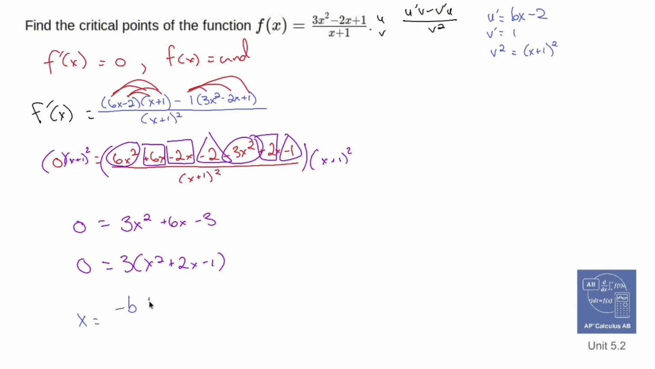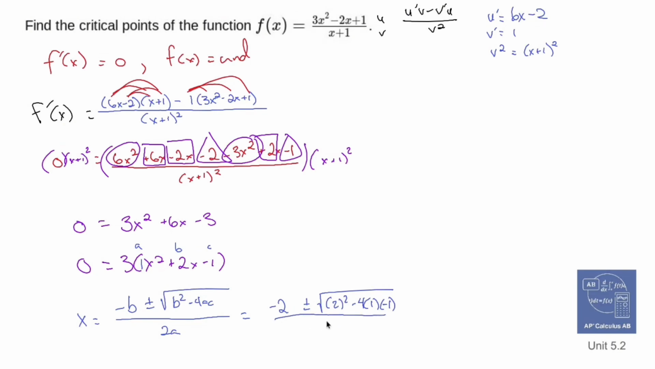x equals negative b plus or minus the square root of b squared minus 4ac all over 2a. A is 1, b is 2, c is negative 1. So putting all that together, you get negative 2 plus or minus the square root of b squared, which is going to be 2 squared, minus 4 times 1 times negative 1, all over 2 times 1.